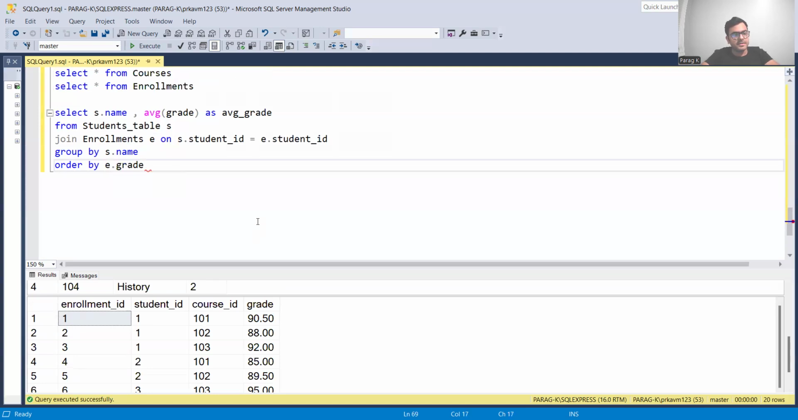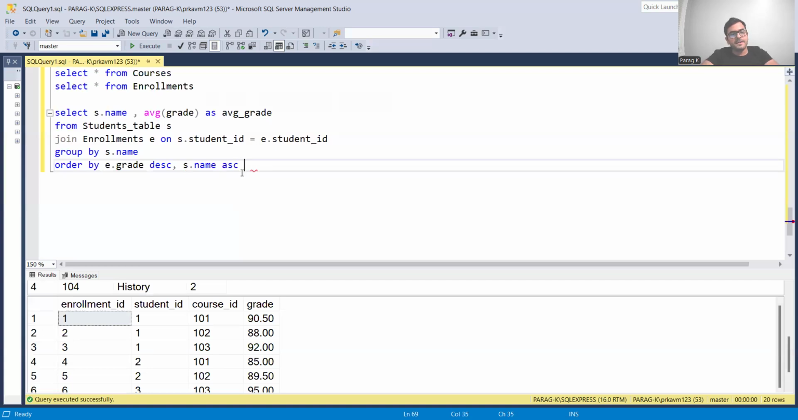Grade, and then the name. We want it to be ordered by the highest possible grade, so we're going to use descending here. And if the grades are similar, what do we need it to be sorted by? We need it to be sorted by name, and how? In ascending order.